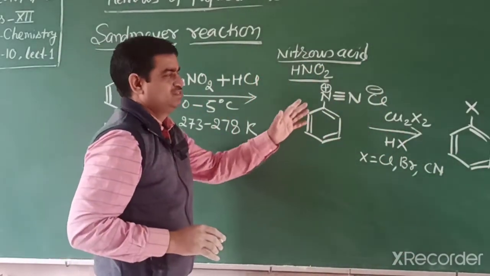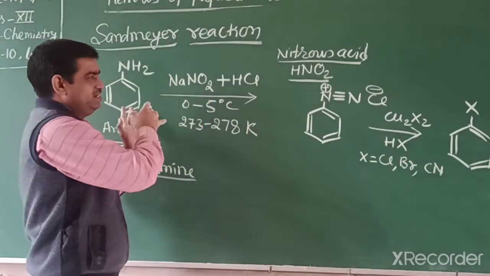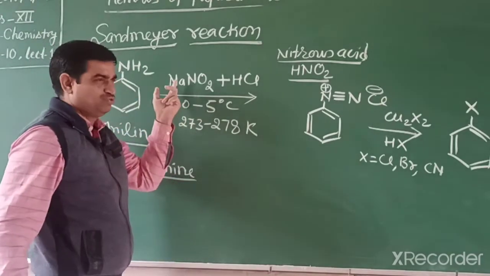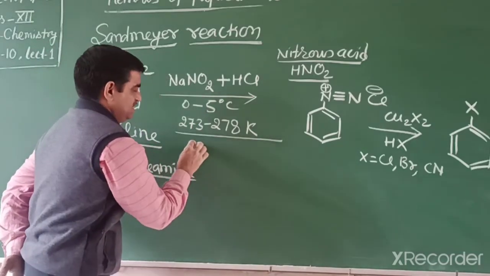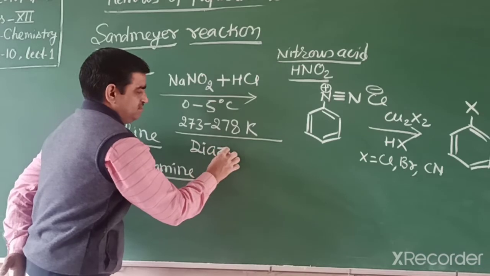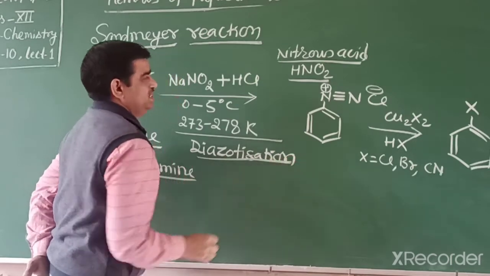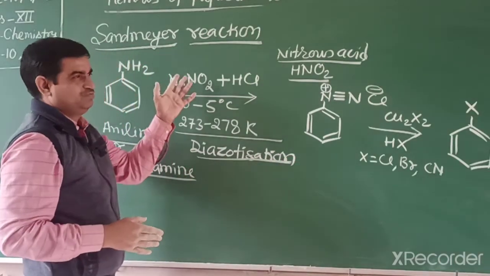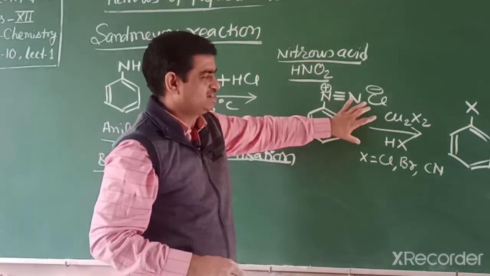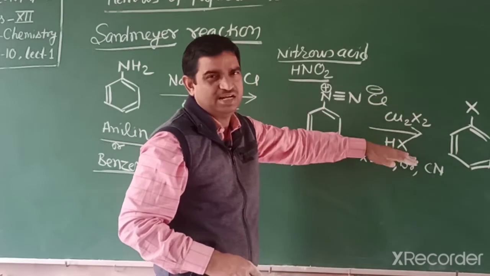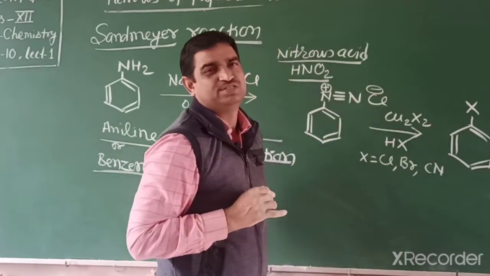This one is the Sandmeyer reaction. So how can we explain? When aniline reacts with sodium nitrite and HCl, first this reaction is known as diazotization. Diazotization means formation of a diazonium salt, reacting with sodium nitrite, HCl, freezing mixture. Further this reagent reacts with cuprous halide and hydrogen halide, so we get cyanobenzene, chlorobenzene, bromobenzene.